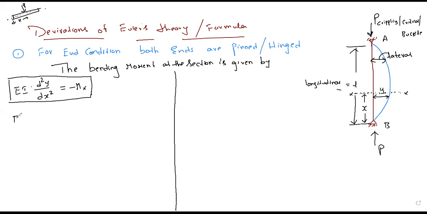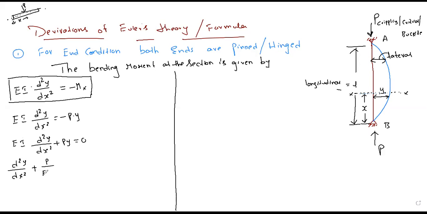So let me write that. EI of d square y by dx square is equal to minus Py. Okay, so let me do the complete mathematical derivation. Plus Py is equal to 0. d square y by dx square plus P by EI of y is equal to 0.